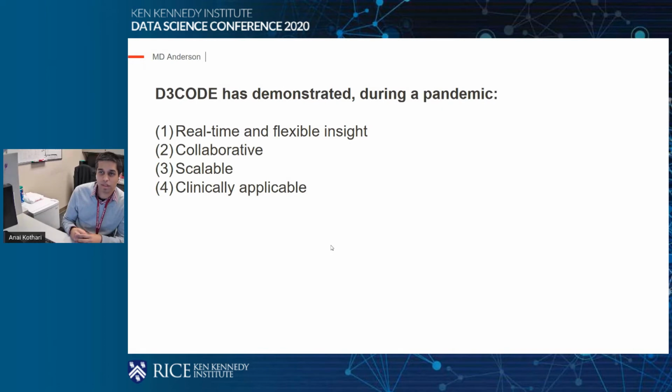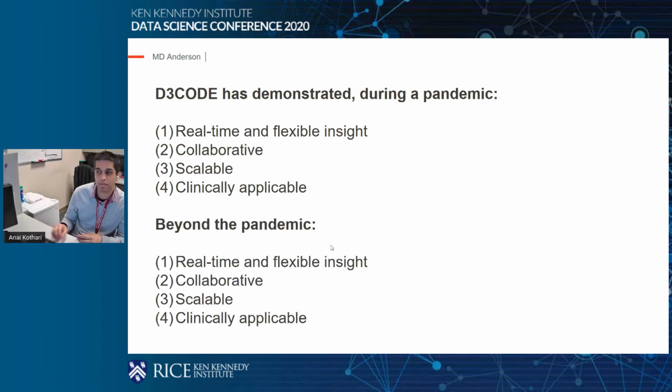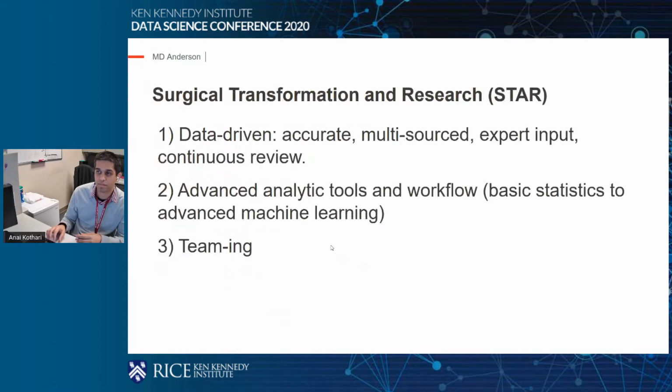And so what the D3CODE has really demonstrated to us as surgical researchers is that during a pandemic, having real-time and flexible insight is important, being collaborative, making sure this is scalable, and then really doing something clinically applicable is important because we're able to, in real time, understand what's happening. And then moving beyond the pandemic, these same 4 principles apply because, again, this is really how we can best understand how to take care of our surgical population.